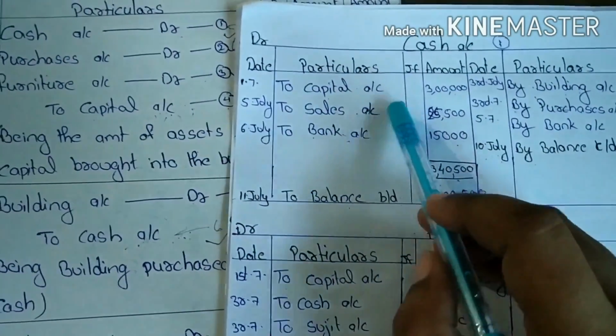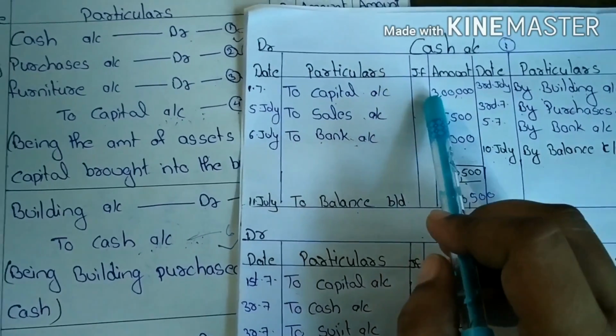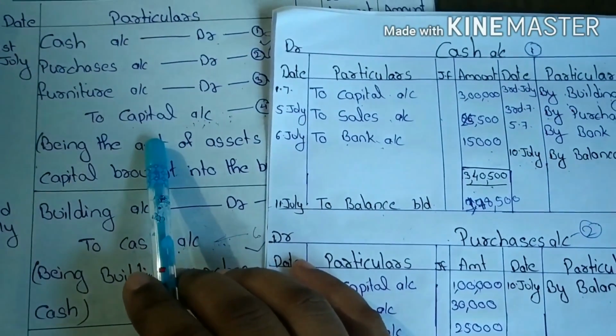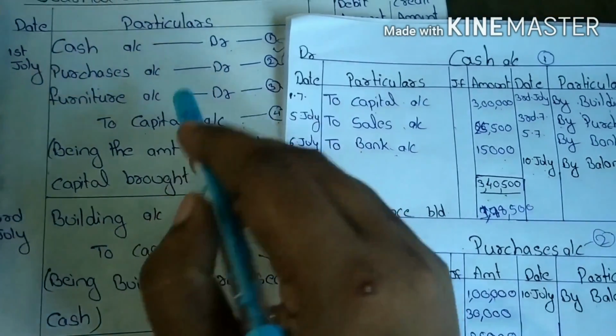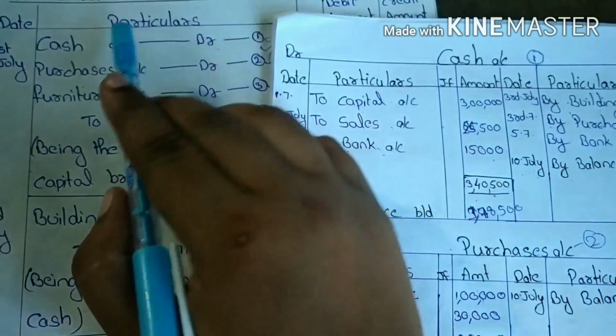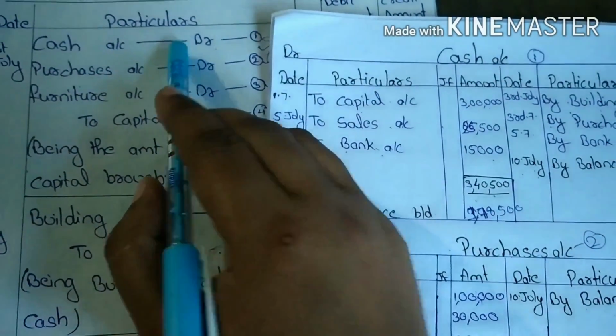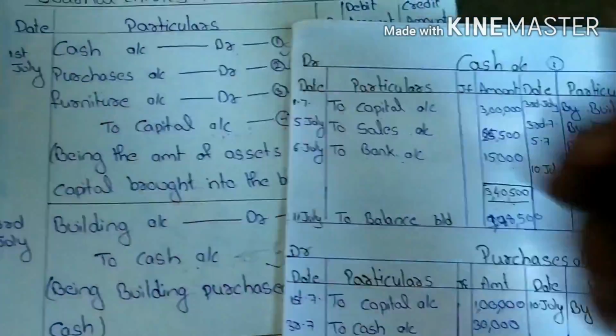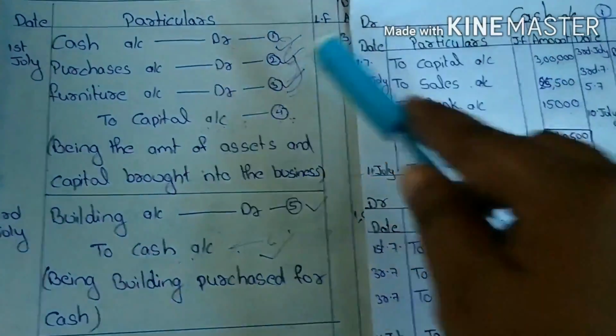On the debit side, we have to post to capital account 3 lakhs, because the normal entry was cash account debit to capital account. The opposite account should be written here because the cash account is on the debit side. So 1st July, to capital account 3 lakhs. Okay, that is done.